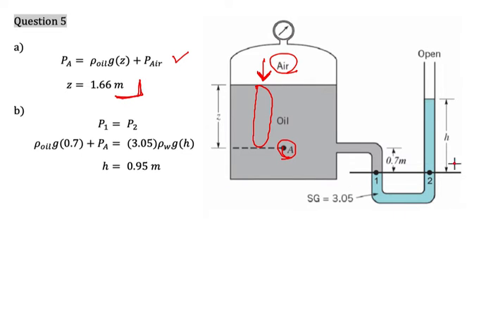Next, we need to calculate the height of H here. So, from the Pascal paradox line here, we could write P1 is equal to P2. And then we could calculate the pressure at point 1 as rho g h of this 0.7 meter height until this level, and then we add the pressure at point A here, because point A here is actually at the same level as this one.